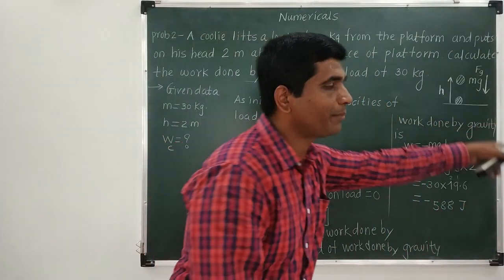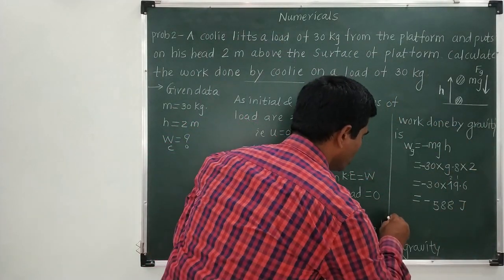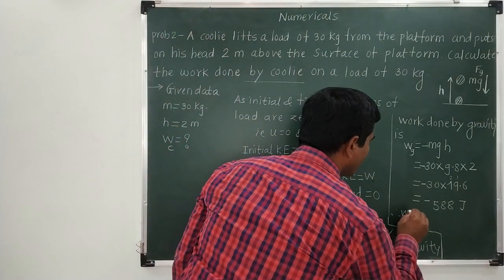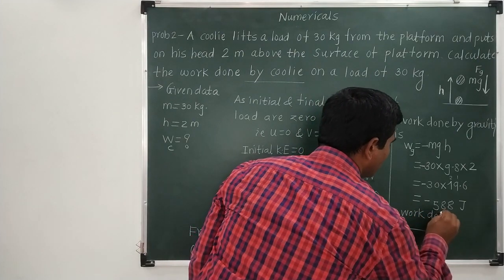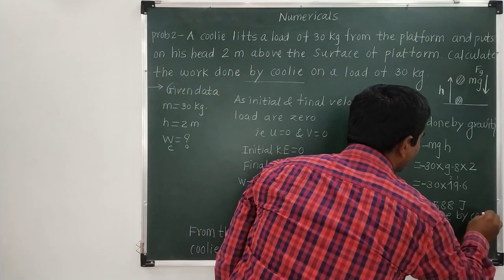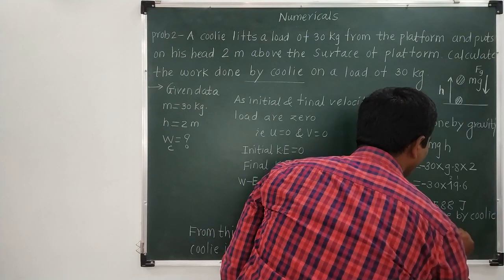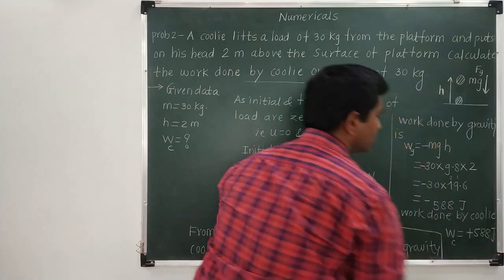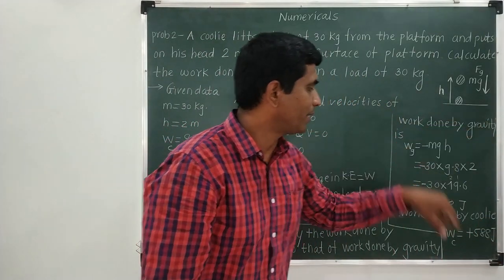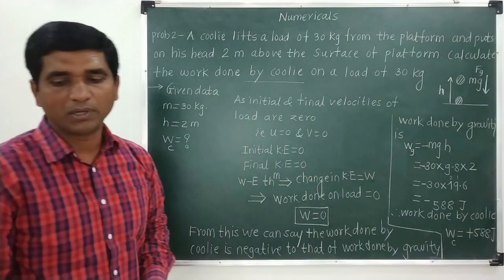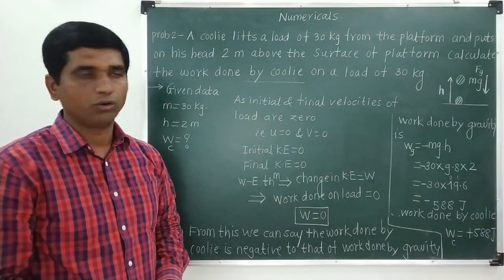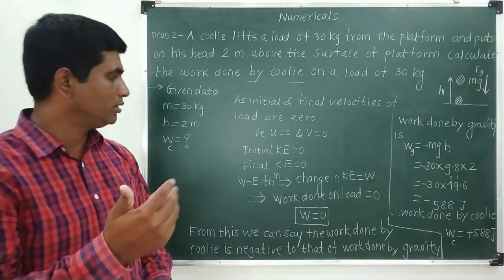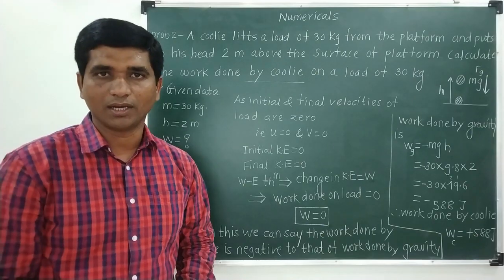Okay, this is the work done by the gravity, but we have been asked to calculate the work done by the pulley. So the work done by the pulley, WC, is nothing but plus 588 joule, because it is the negative of the work done by the gravity. That is why it is coming out to be plus 588 joule. I hope you have understood this, and it is a very good problem to actually understand the theory in a better way.